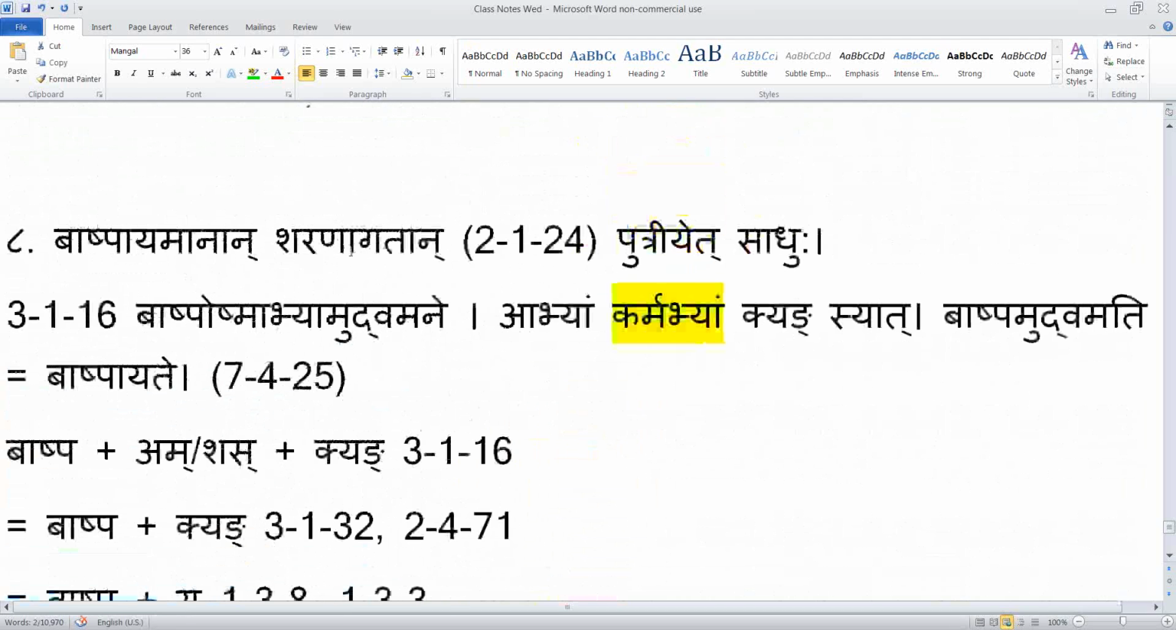So putran iva acharet. So he should treat a sadhu, a noble person, should treat the Sharanagatan Janan, supply Janan, the people who have taken refuge, have surrendered to him, taken his refuge. A good person should treat such persons like his own sons, and particularly if they are shedding tears. Bashpayamanan Sharanagatan.